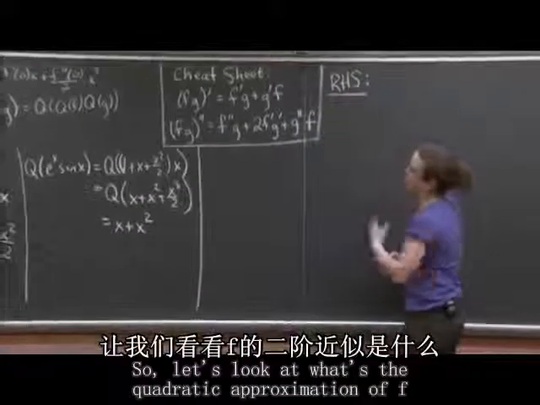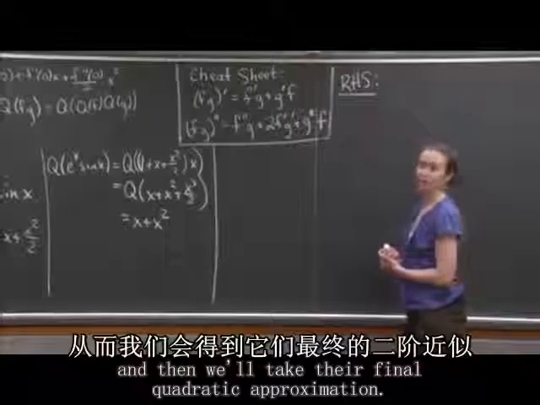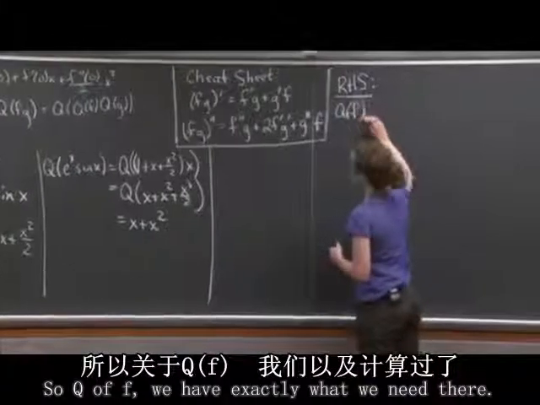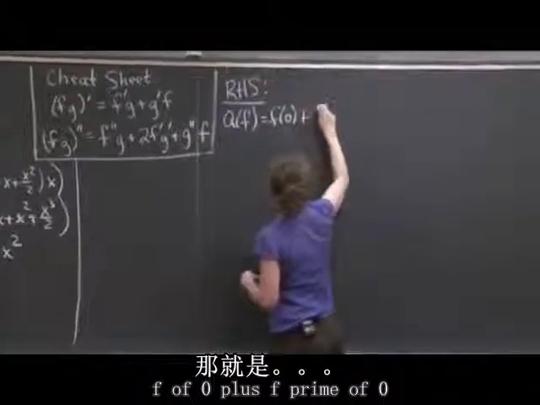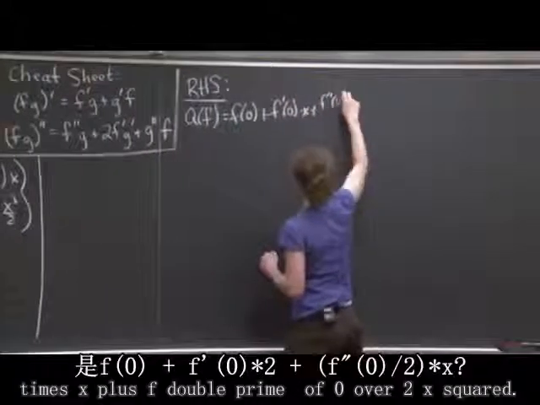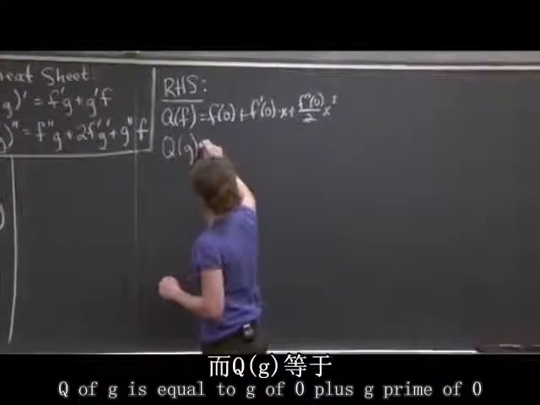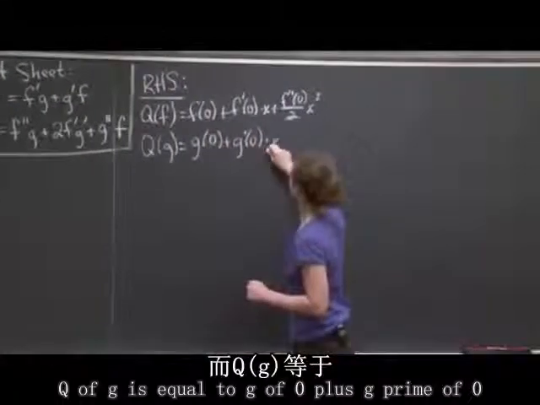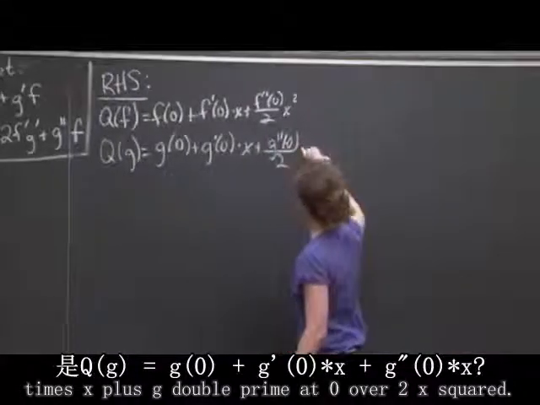Okay, so let's look at what's the quadratic approximation of f and what's the quadratic approximation of g, and then we'll take their final quadratic approximation. So q of f, we have exactly what we need there. F of 0 plus f prime of 0 times x plus f double prime of 0 over 2 x squared. Q of g is equal to g of 0 plus g prime of 0 times x plus g double prime at 0 over 2 x squared.